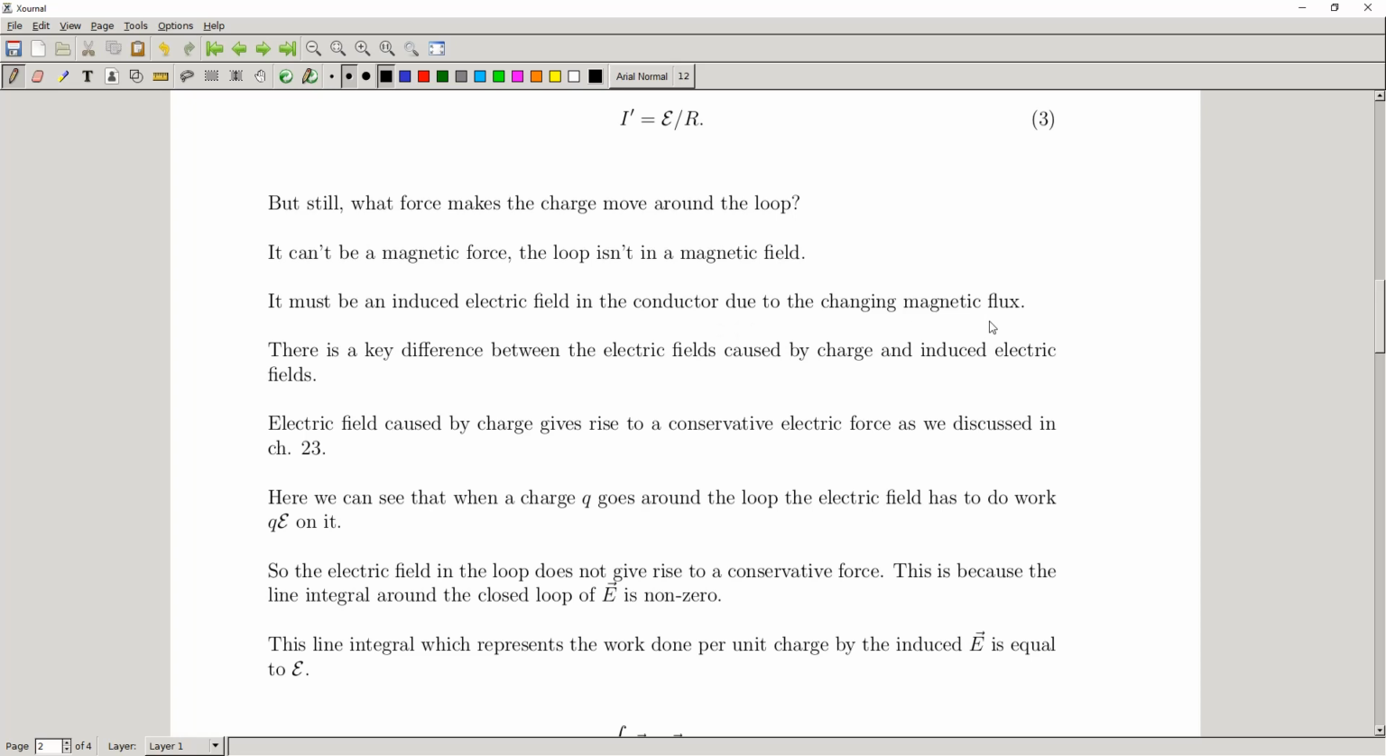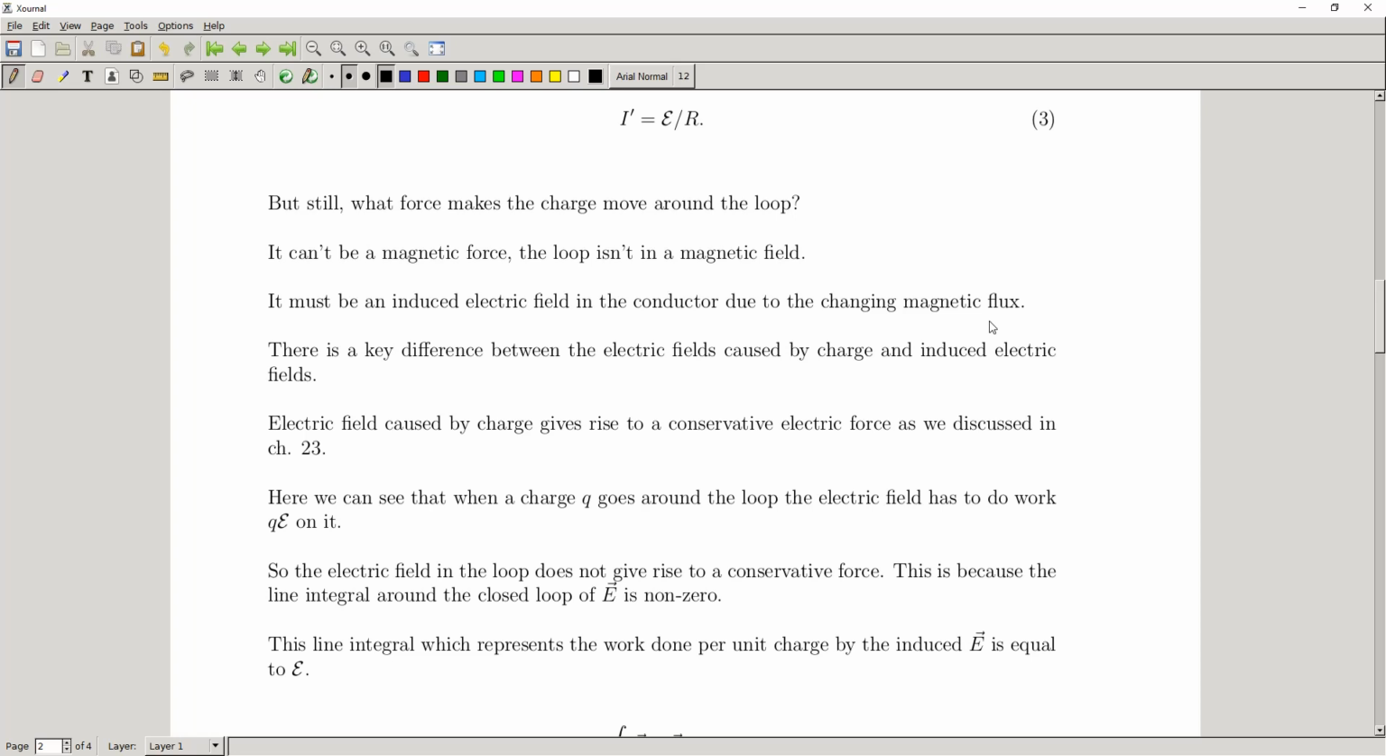We talked about this a little bit before, but I'm going to talk about it more here. There's a key difference between electric fields caused by the change in these magnetic fields and electric fields caused by charge. Electric fields that are caused by charge give rise to conservative electric forces. We talked about this back when we were talking about conservative forces in the context of this course.